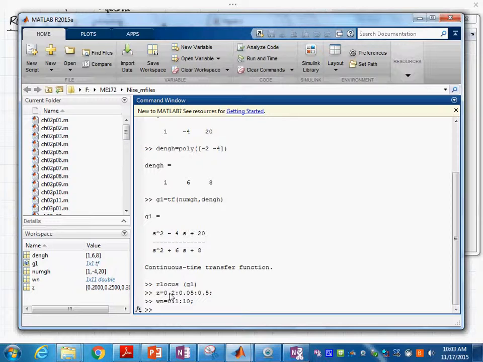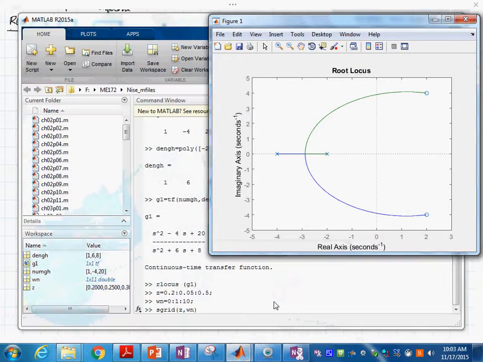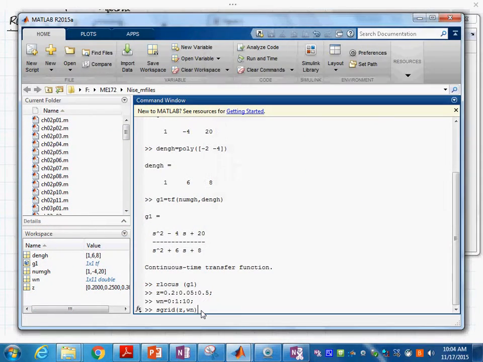And then we're going to say, let's put the grid on. Let's grid. We're going to put it on the plotting here using z and omega n. And you'll see what that is going to do to our plot over here. So let's just see.